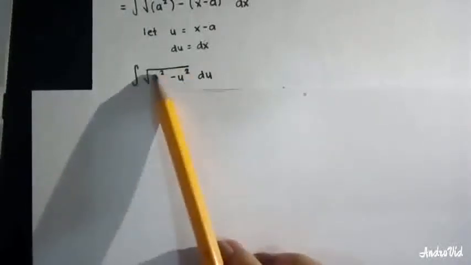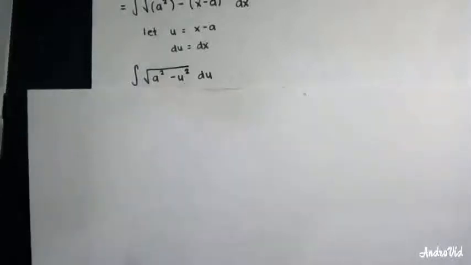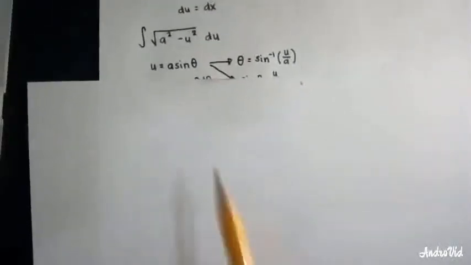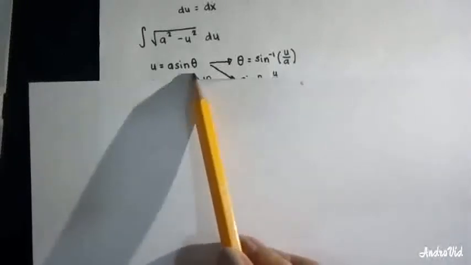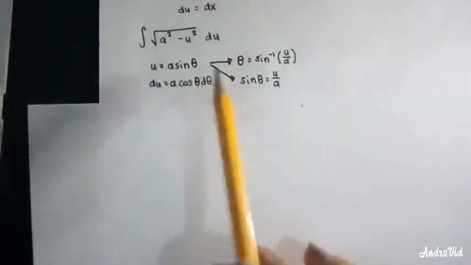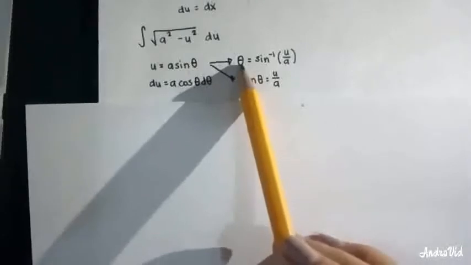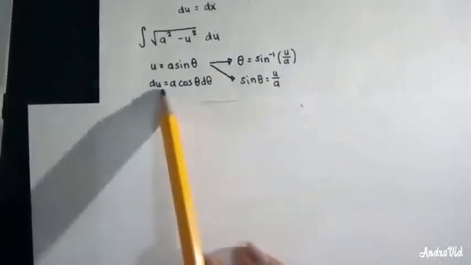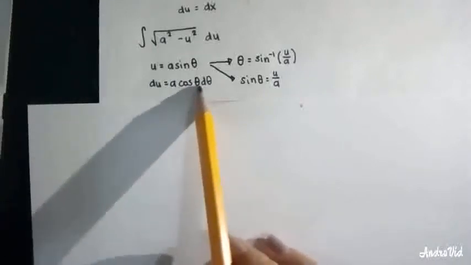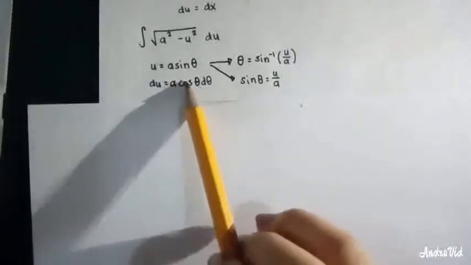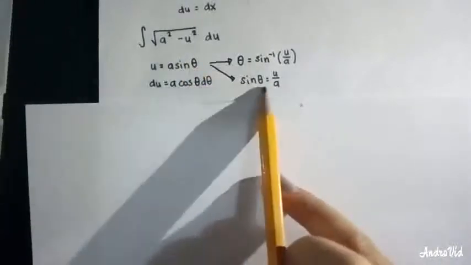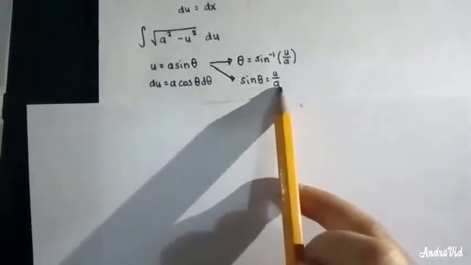From here, we know that we can do trigonometric substitution. So we would substitute u equal to a sine theta. And from this, we know theta is equal to arc sine of u over a. du is equal to a cosine theta d theta. We're gonna derive that. So sine theta is equal to u over a from here.